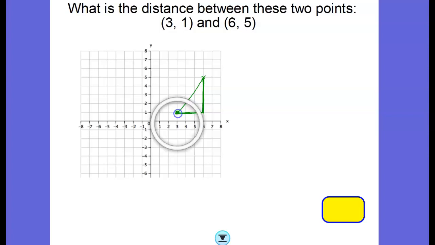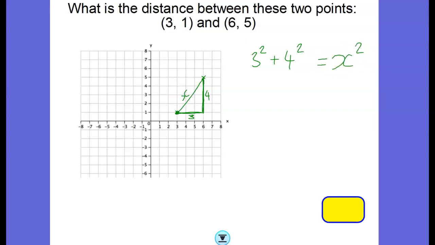Difference between my x-coordinates, from 3 to 6, that's a distance of 3. And from 1 to 5, that's a distance of 4. So now I've got a right-angled triangle, I'm just going to apply Pythagoras. And that means a squared plus b squared equals c squared. In this case, that's 3 squared plus 4 squared equals the length I'm trying to find. Let's call it x. Equals x squared.